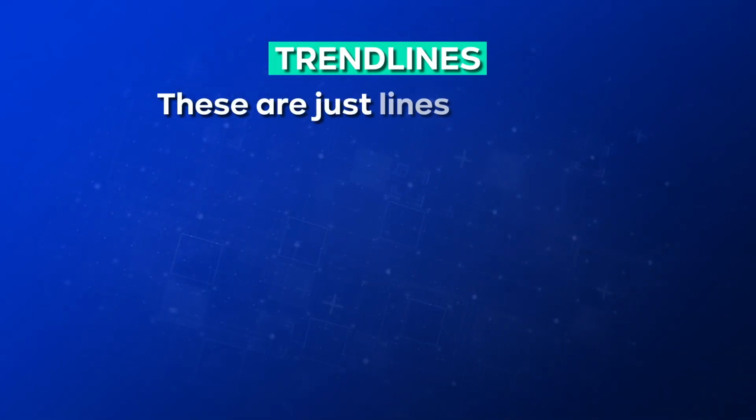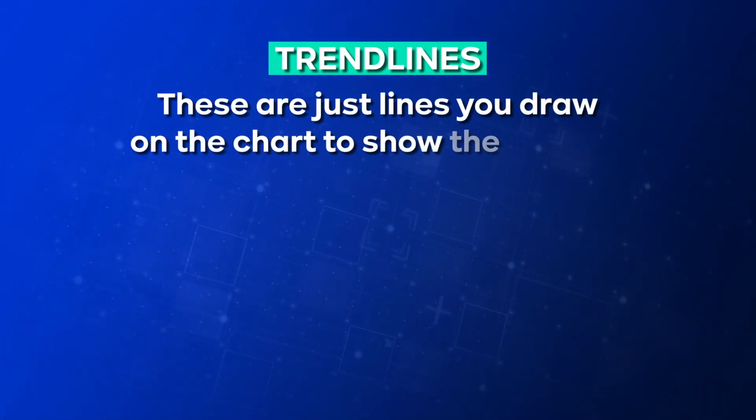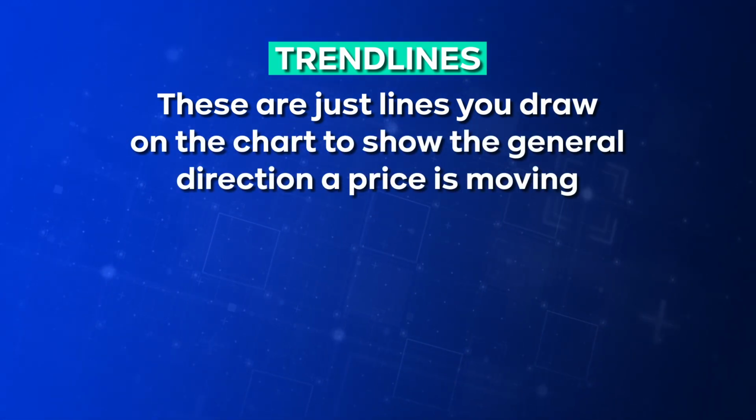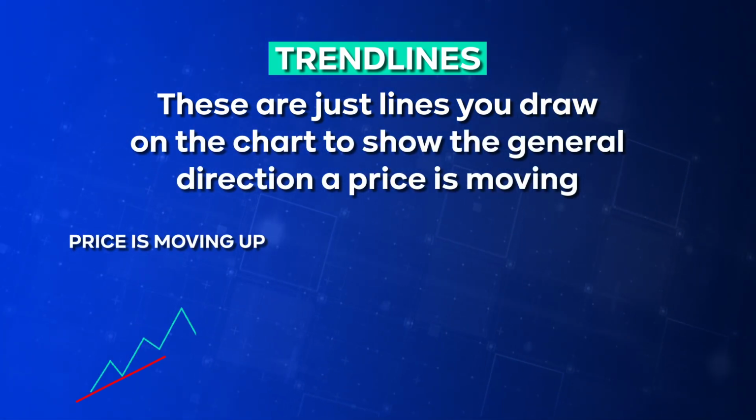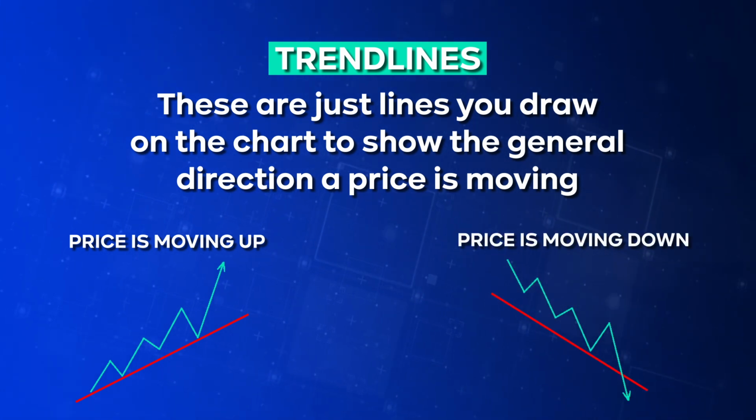Key patterns. Now let's move on to patterns. Charts have all kinds of patterns that traders use to try and predict what might happen next. Trend lines. These are just lines you draw on the chart to show the general direction a price is moving. An upward trend line means the price is moving up, and a downward one shows it's moving down.